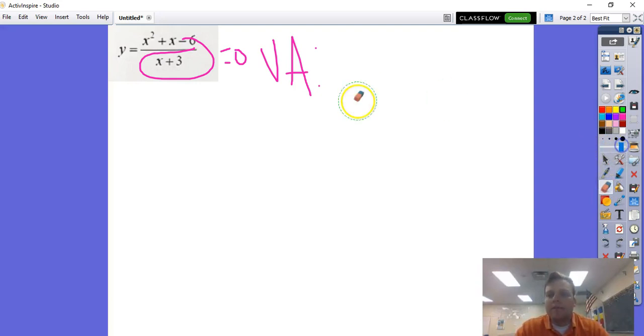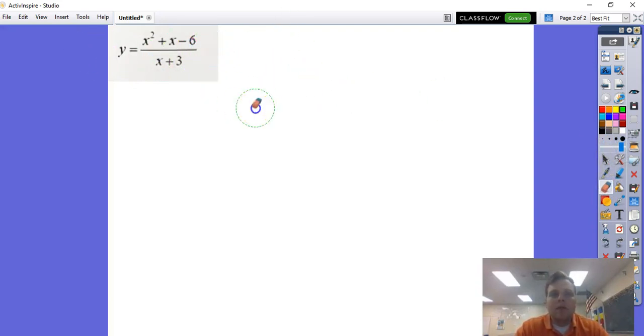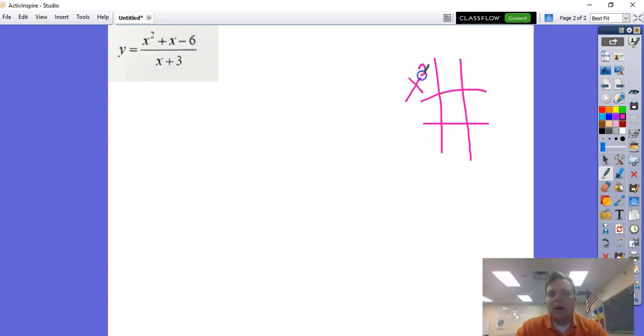Let me erase all this. Let's look at our numerator real fast. x squared plus x minus 6. I can factor this, right? You should think, oh yeah, tic-tac-toe, that's a quadratic trinomial. We've talked about that for 6 months now. So you just set it up in the tic-tac-toe format. Two numbers that multiply to negative 6x squared but add to x. You're like, oh, that's easy.